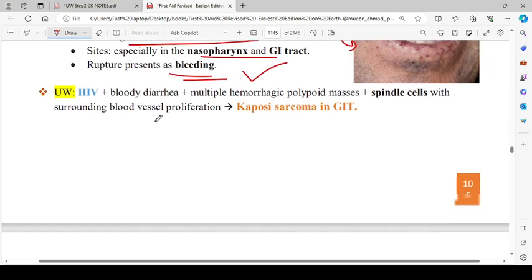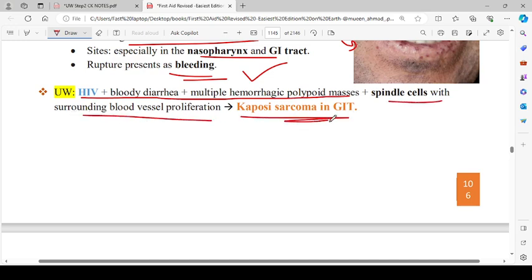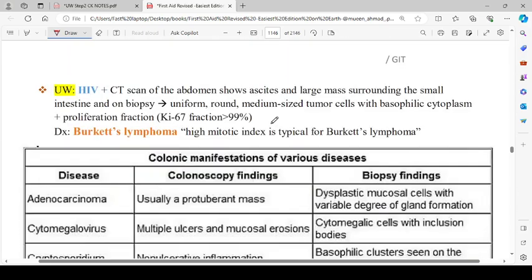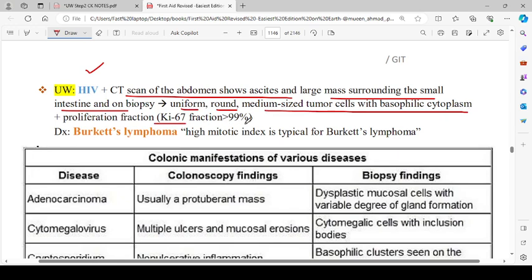Another UWorld point is HIV positive with bloody diarrhea and multiple hemorrhagic polypoid lesions and spindle-shaped cells surrounding blood vessel proliferation. It is Kaposi sarcoma in the GIT. Then comes a person with HIV whose CT scan of the abdomen shows ascites and a large mass surrounding the small intestine. On biopsy, uniform round medium-sized tumor cells with basophilic cytoplasm and proliferation, with Ki-67 fraction more than 99%. The answer is Burkitt's lymphoma. High mitotic index is typical for Burkitt's lymphoma.